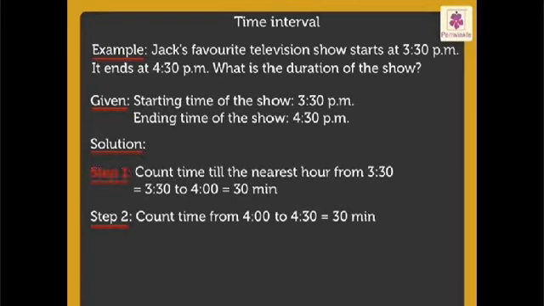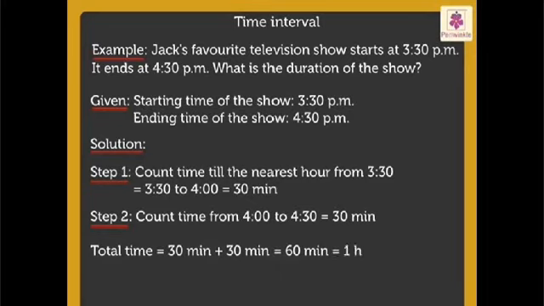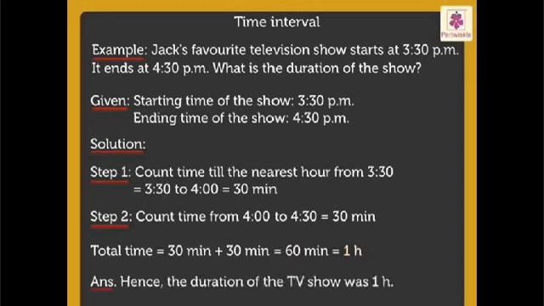So here from step 1 and step 2, we get the total time equals 30 minutes plus 30 minutes, that is equal to 60 minutes. But we all know 60 minutes equals 1 hour. Thus we get an answer as 1 hour. Hence, the duration of the TV show was 1 hour.